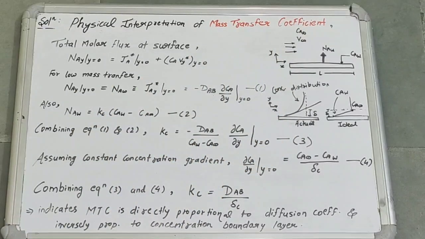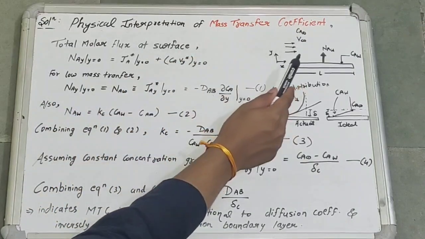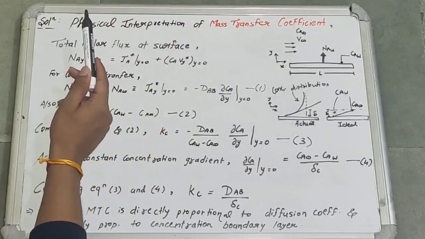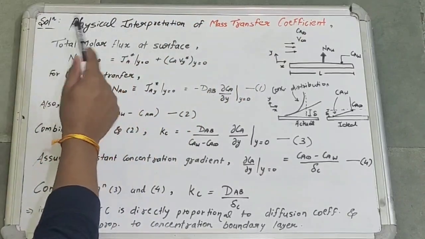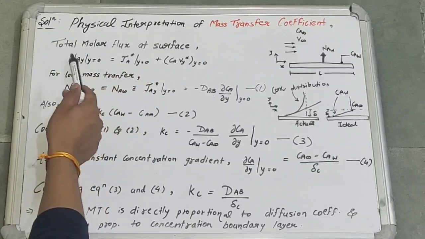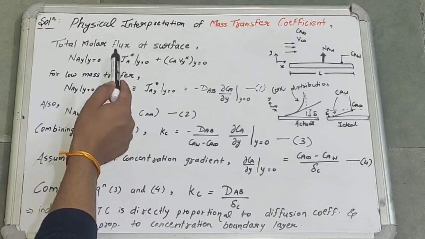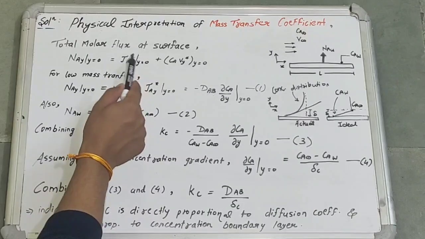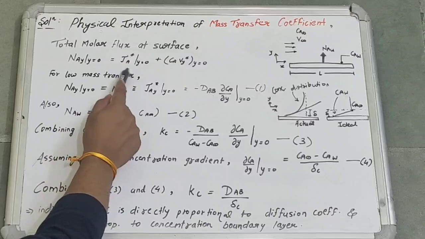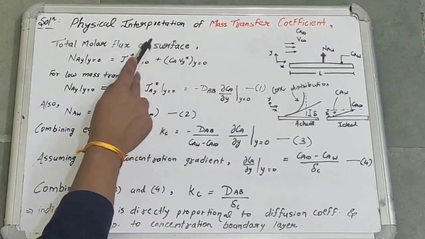Now, as engineers, we are interested in the total number of moles of species A transferred from the plate to the flowing stream. This can be calculated by integrating the total molar flux at the wall over the surface area. The total molar flux is given as NAy at y is equal to 0, which is equal to J star Ay at y is equal to 0 plus CA V star y at y is equal to 0. This is nothing but the molecular molar flux, and this is nothing but the convective molar flux.